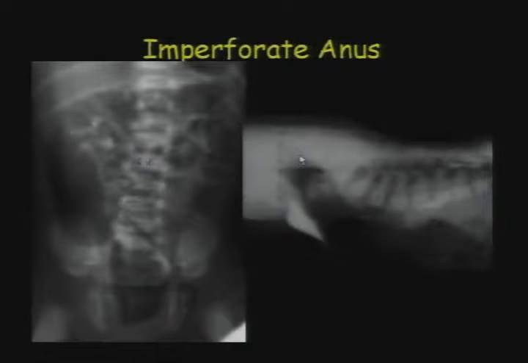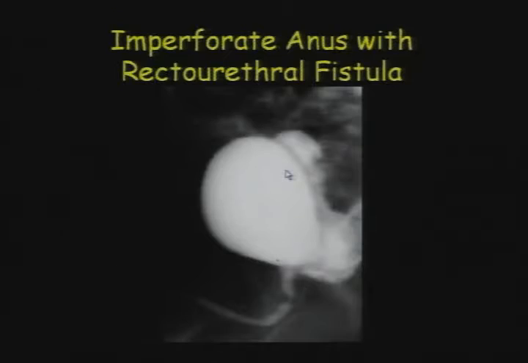Some will want a prone cross-table lateral view, and you draw a line between the coccyx and the pubis and see if you can see air below that. If you do, then it's a low imperforate anus.